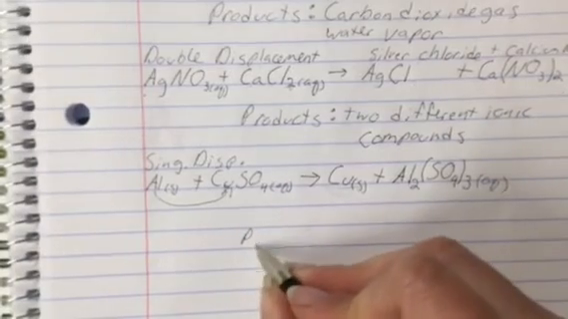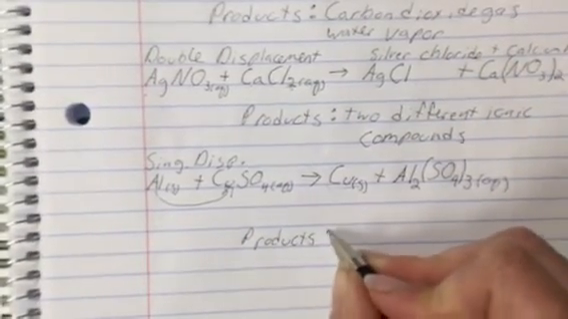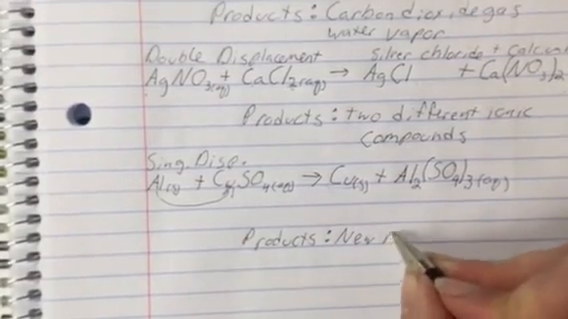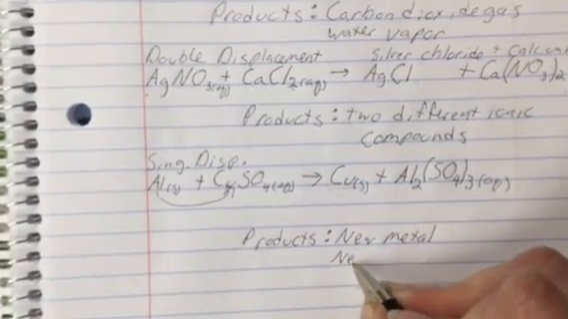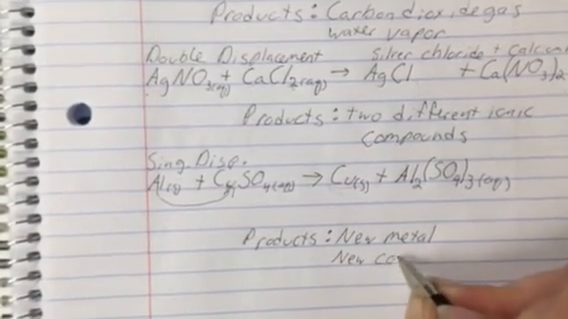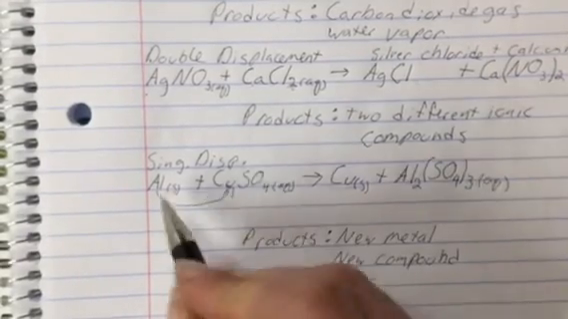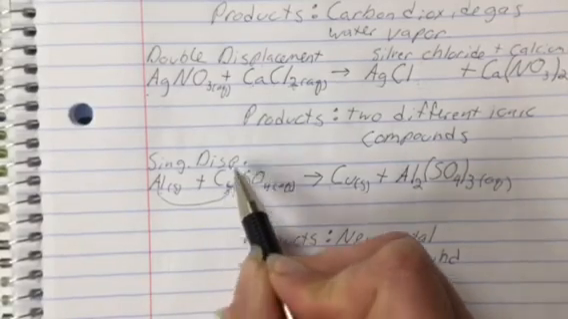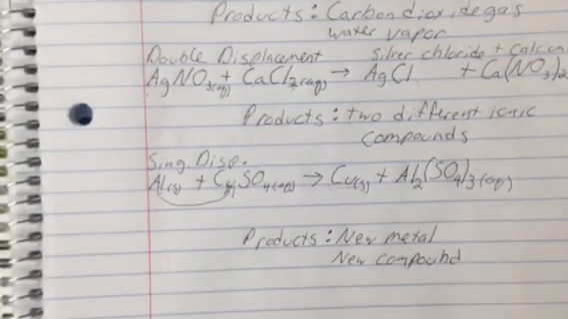So the products will always be a new metal and a new compound. We take the metal that's by itself, it kicks the old metal out of the compound. The old metal is now sitting here all by itself, and the new one becomes part of the compound. All right, good luck.